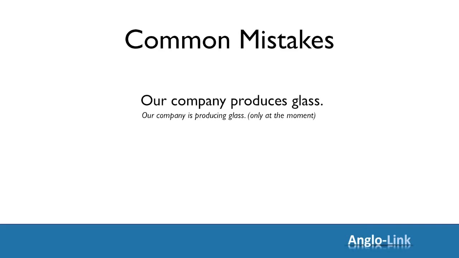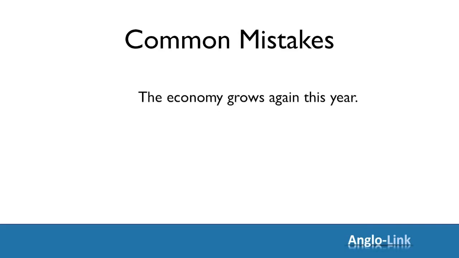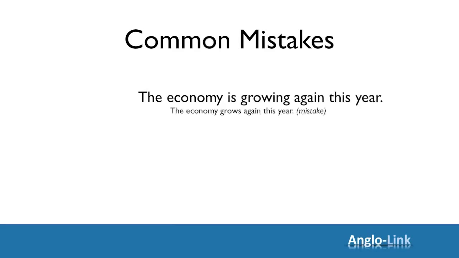Right, let's now look at some examples where you might use the present simple, but in fact, you should be using the present continuous. Here's the first one. The economy grows again this year. Well, if it's this year, it means it's happening at the moment. It's temporary. It doesn't happen every year. So what should it be? That's right, the present continuous. The economy is growing again this year.